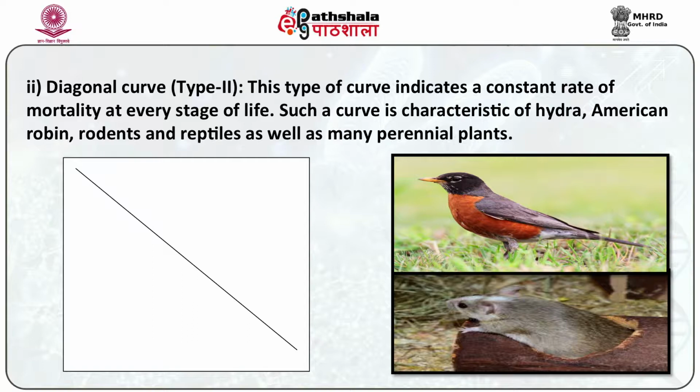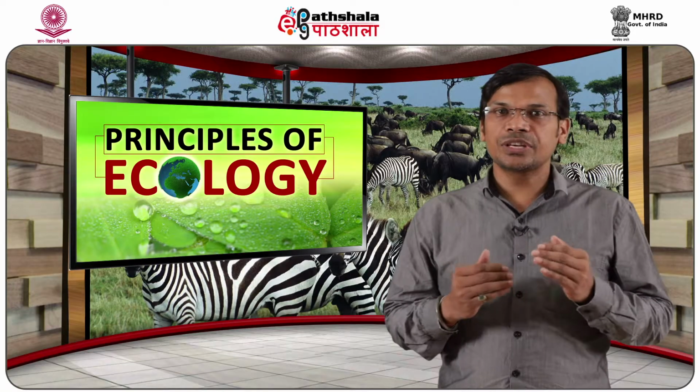Type 2 or diagonal curve. This type of curve indicates an age specific constant survivorship. That means a constant rate of mortality occurs at every age group. Such a curve is characteristic of some animals such as hydra, gull, American robin, adult birds, rodents and reptiles, as well as many perennial plants.